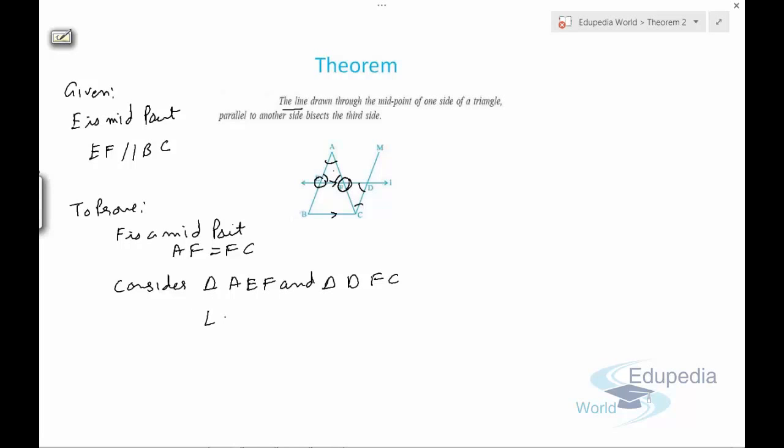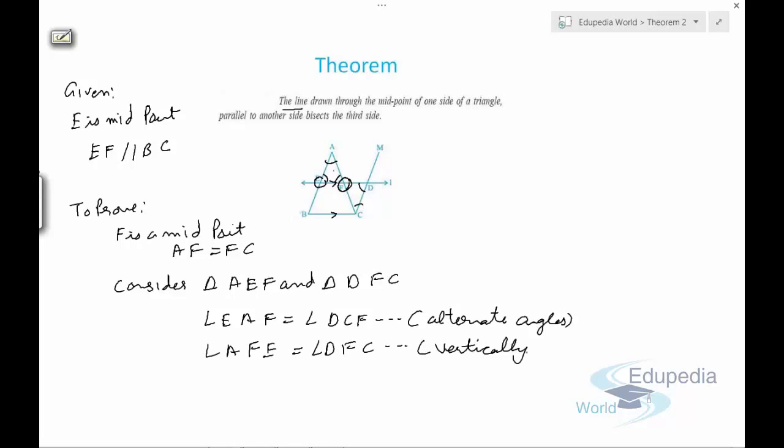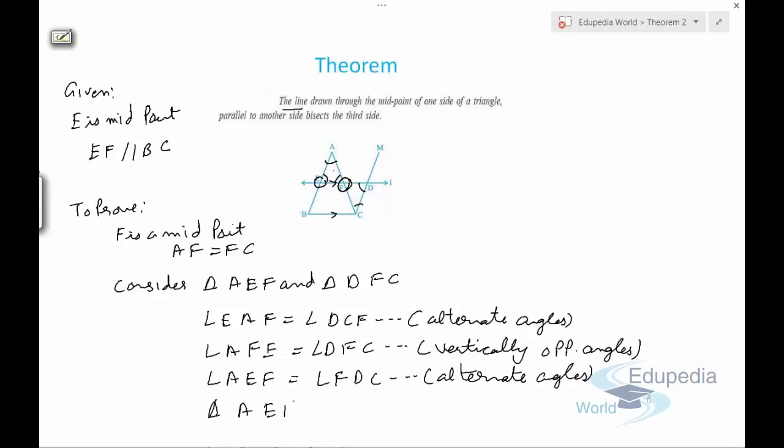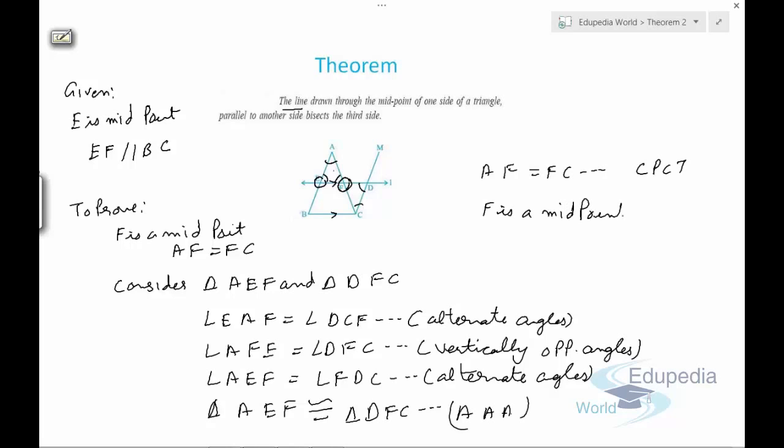Now you can say that angle EAF equals angle DCF. Why? Because they are alternate angles. And then we have angle AFE equals angle DFC. Why? Because they are vertically opposite angles. Then we have angle AEF equals angle FDC. Again they are alternate angles. So we can say that triangle AEF is congruent to triangle DFC by AAA. So now AF equals FC by CPCT. So we can say that F is a midpoint. So this is how we can prove the converse of the midpoint theorem.